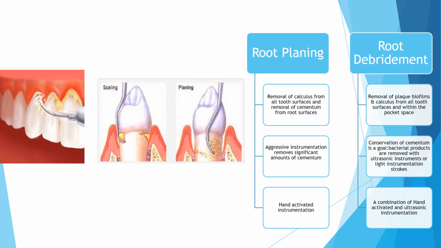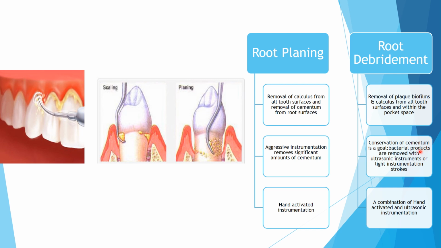So coming to the differences between root planing and root debridement. When we differentiate root planing and root debridement, these are the points. Under root planing, there is removal of calculus from all tooth surfaces and removal of cementum from root surfaces. Whereas in root debridement, there is removal of plaque biofilms and calculus from all tooth surfaces and within the pocket space. Root planing involves aggressive instrumentation which removes some amount of cementum also, but in debridement there will be conservation of cementum. That will be the goal. The goal will be only the removal of bacterial products.